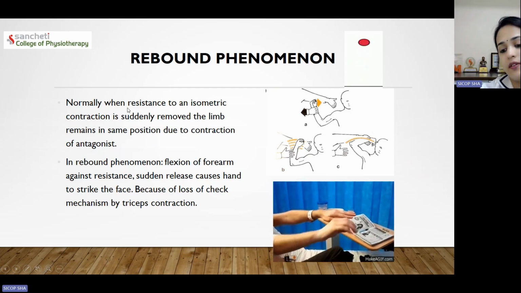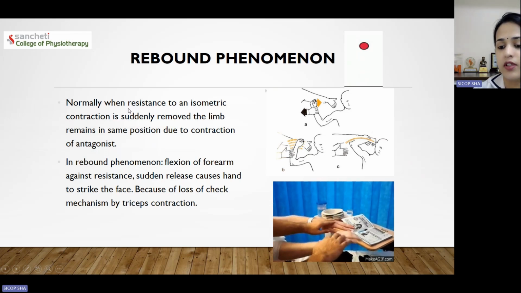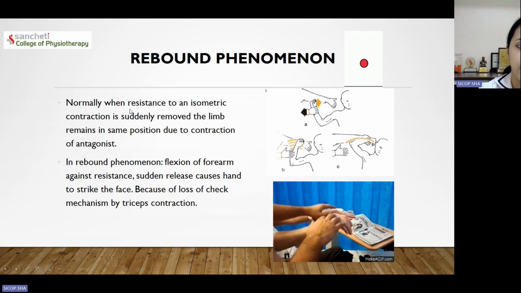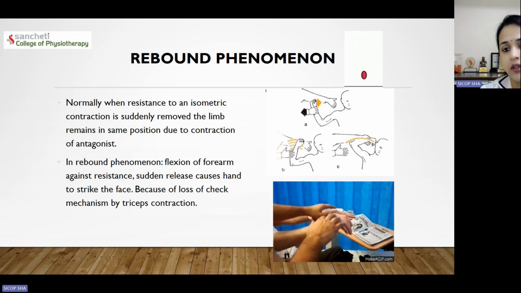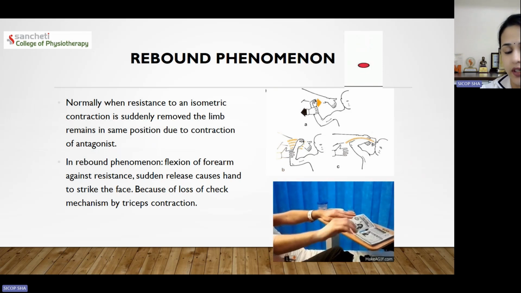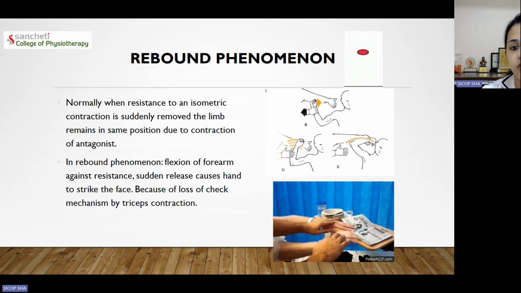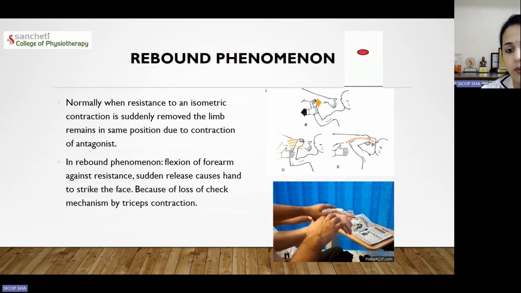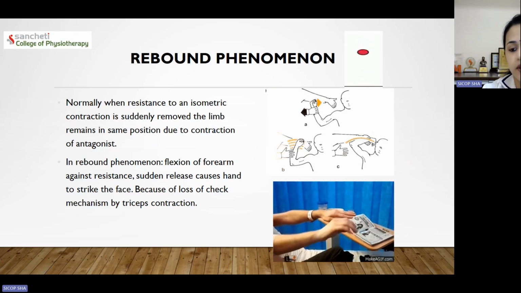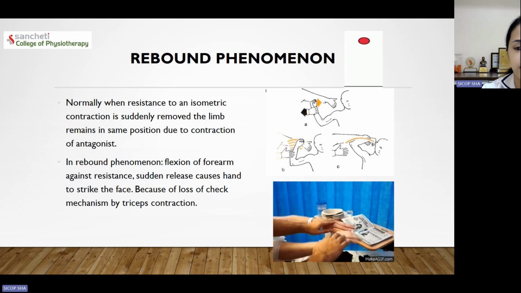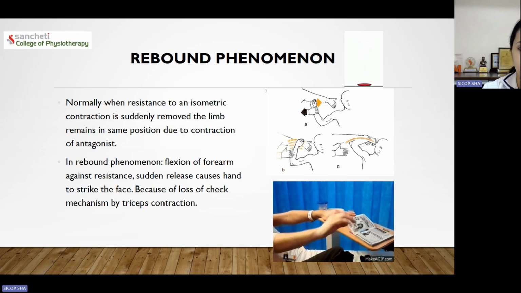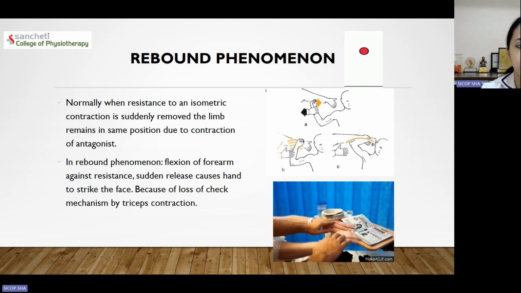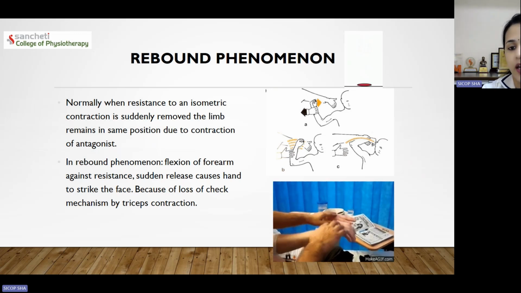So normally when we give resistance to an isometric contraction, and it is suddenly removed, for example, you tell the patient to do biceps activity, elbow flexion, you give resistance to elbow flexion and you suddenly remove that. What is going to happen is normally the limb is going to stay in the same position. Why? Because in a normal person, there is contraction of the antagonist muscle.